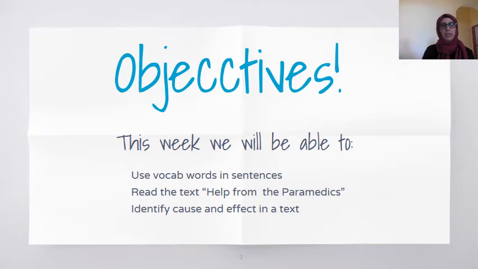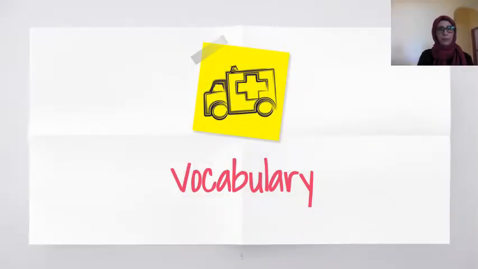So what are the objectives in this video? In this week, we will be able to use vocab words and sentences, read the text, Help from the Paramedics, and identify cause and effect in a text. Let's start with the vocabulary.